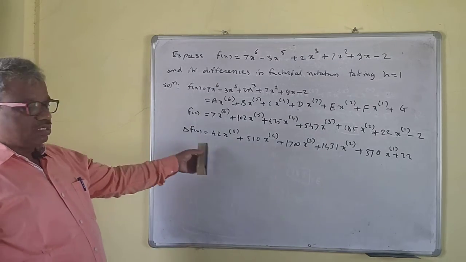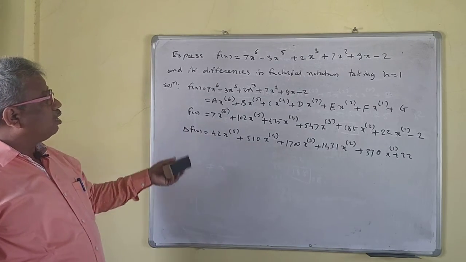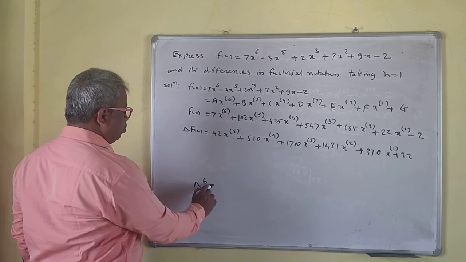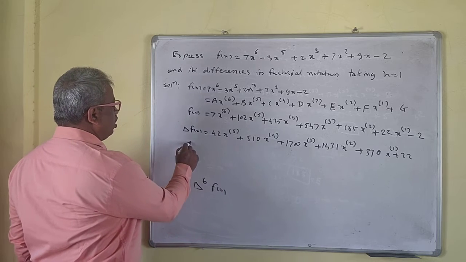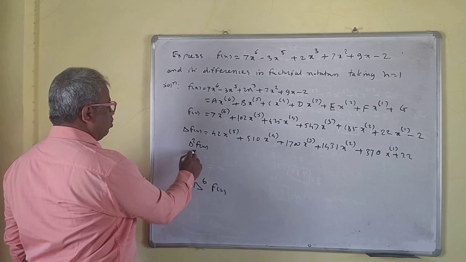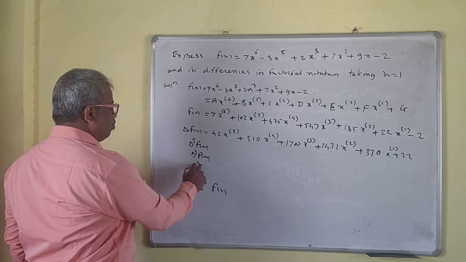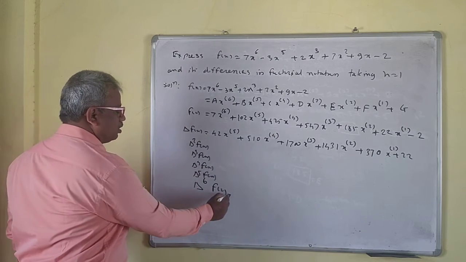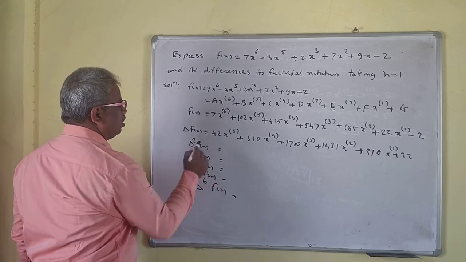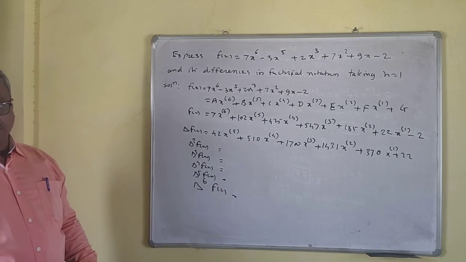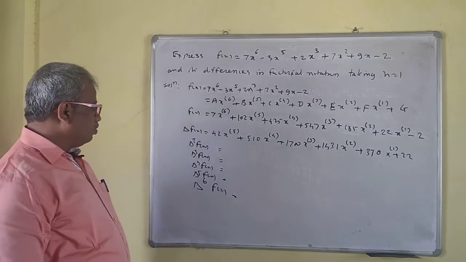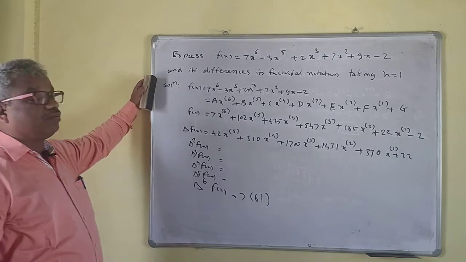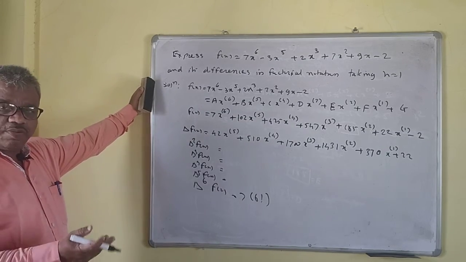You can do this one. Just take the derivative and this. Up to what? You have to do up to delta to the power 6 now. So up to this, just find this. What? Del square, del cube f of x, del to the power 4 f of x, del to the power 5 f of x, and del to the power 6 f of x. At least do this one. It will be the constant. Okay. So that will be what? 7 into 6 factorial. Okay. So I hope you can do this one.